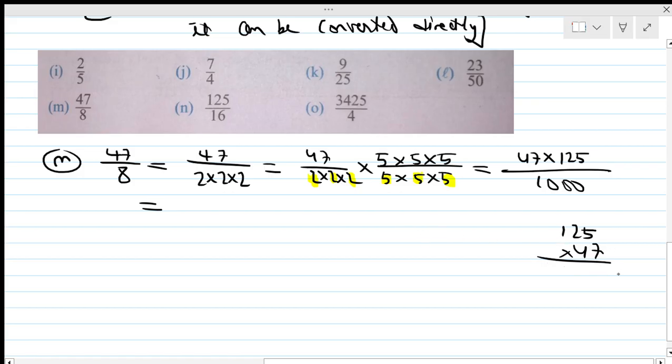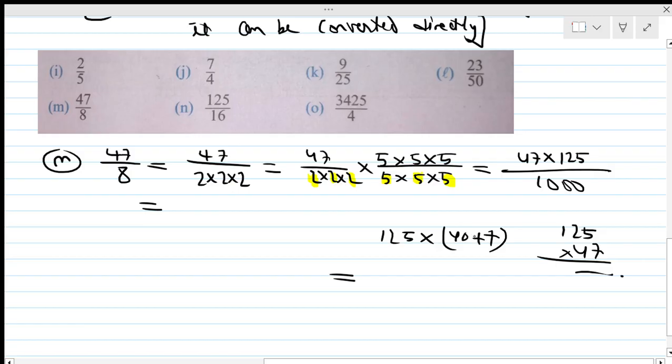All right, so this way I won't go, so I'll do this way. 125 into 47, I break and write 40 plus 7. It will be way more easy to do by doing that. So 125 into 4: 1 into 100 into 4 is 400, and 25 into 4 is another 100.